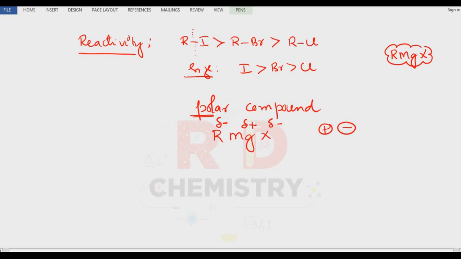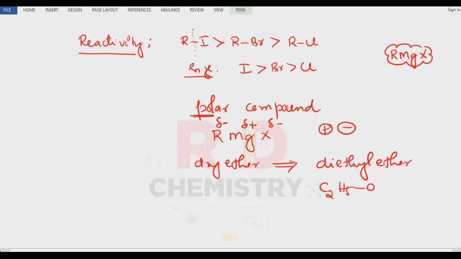Now we are also using dry ether, correct? Which ether are we using here? The generally used ether is diethyl ether. The formula is C2H5 O C2H5, diethyl ether.